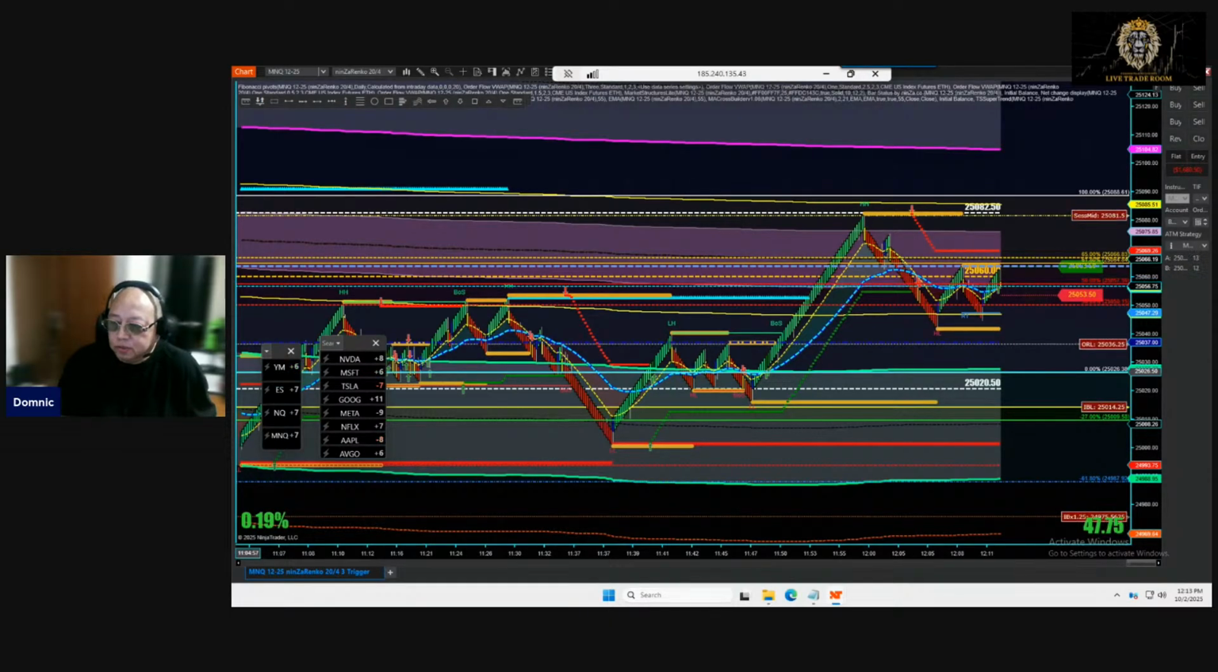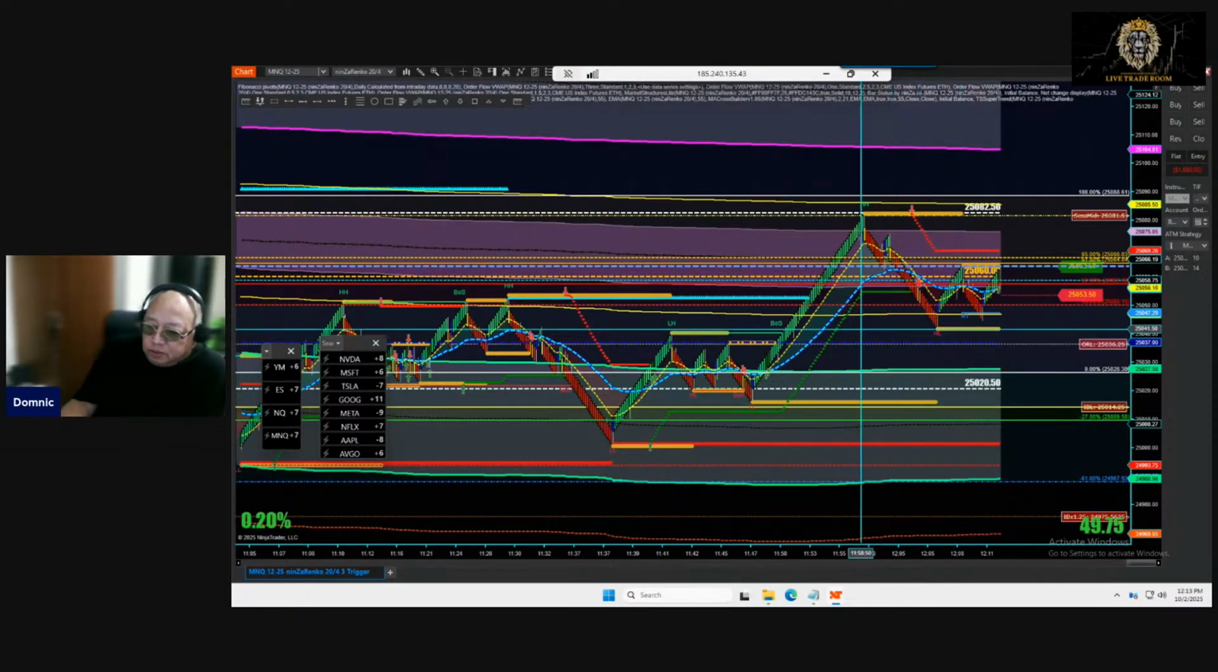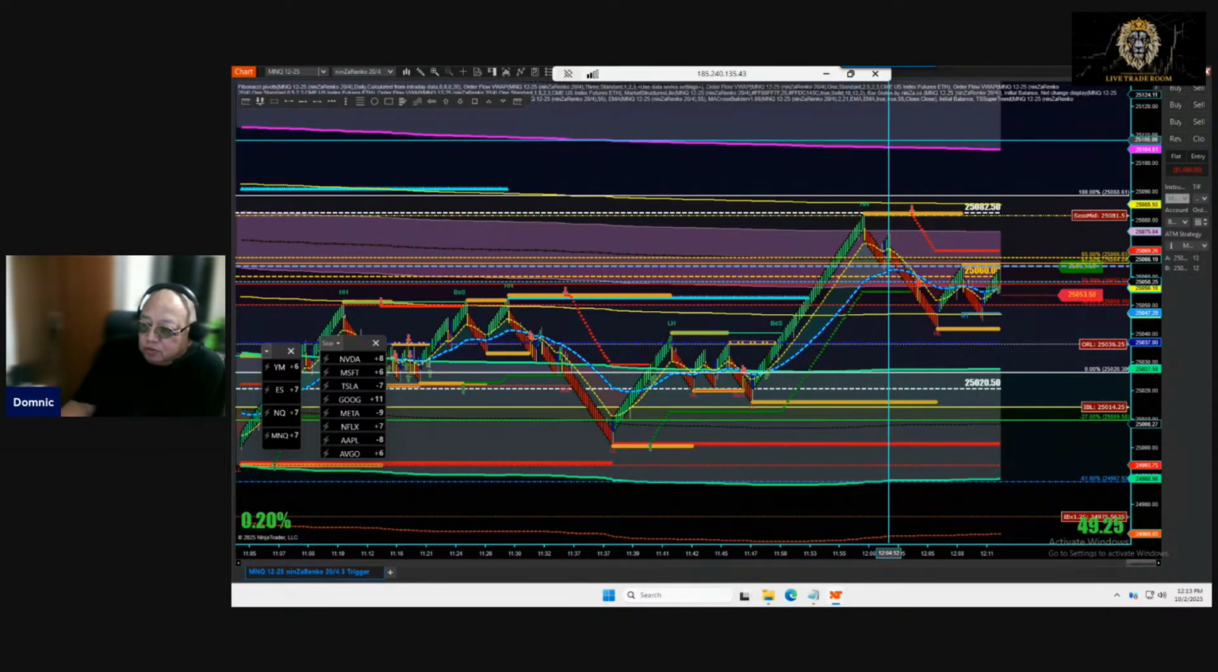Today was just really, it was my fault. I was overextending my targets, which I should not have been doing. First target right here, right? Should have been from here to the VWAP. That would have been the first target. The second target would probably be here at the 0.5. Third target would be up here.